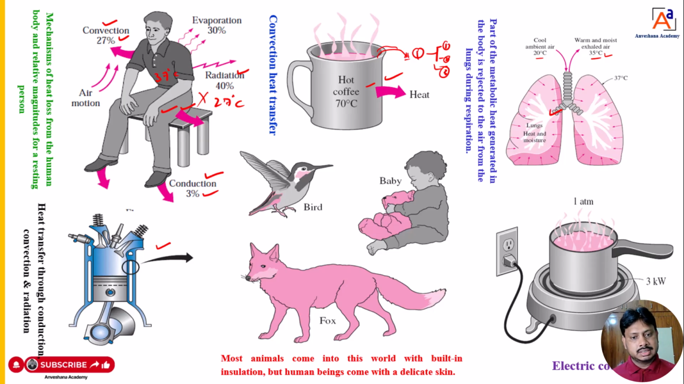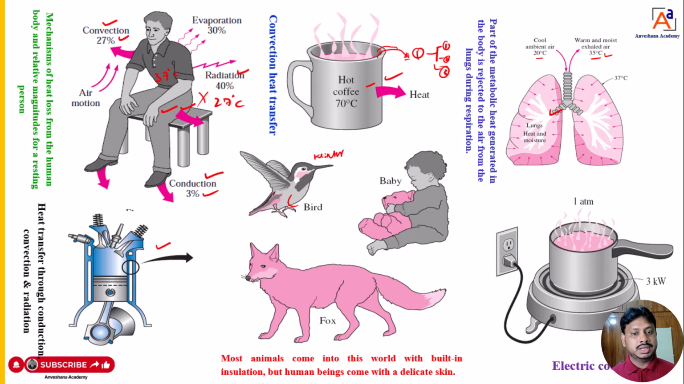And one more interesting thing, dear students, is that most animals come into this world with built-in insulation, but human beings come with delicate skin. Yes, we have delicate skin, but you can take any kind of animals or birds. They have insulated skin. Insulated skin means what? The insulation means what? Sometimes what happens, dear students, you can take the winter season.